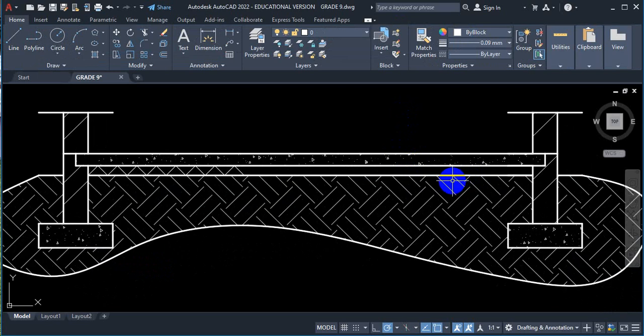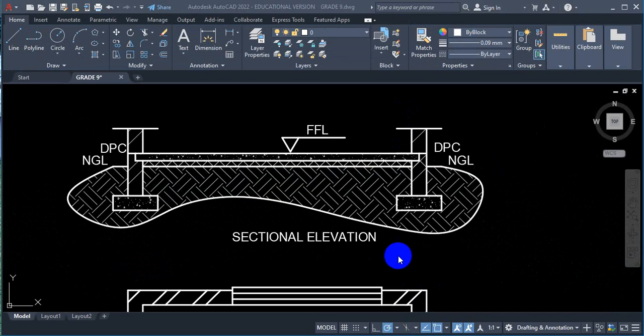So we're going to do the labels. Of course, we said that must be complete. Now your labels are completely done. You have this label, sectional elevation. You have NGL line here. This is your DPC. You have finished floor level, which is FFL. You have your DPC. You have your NGL. So all the labels that were required are now done.